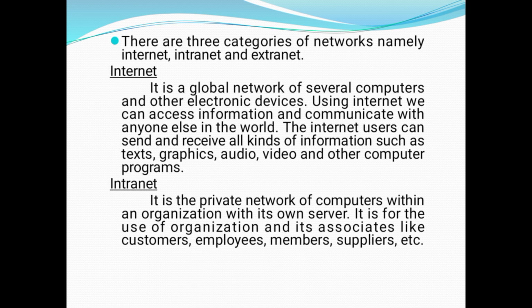There are three categories of networks, namely Internet, intranet, and extranet. Internet. It is a global network of several computers and other electronic devices. Using the Internet, we can access information and communicate with anyone else in the world. Internet users can send and receive all kinds of information such as text, graphics, audio, video, and other computer programs.